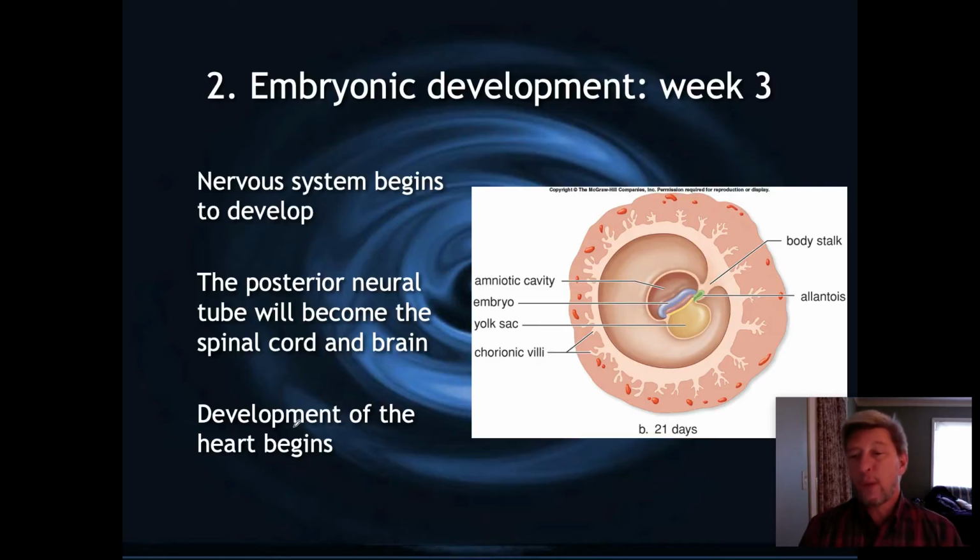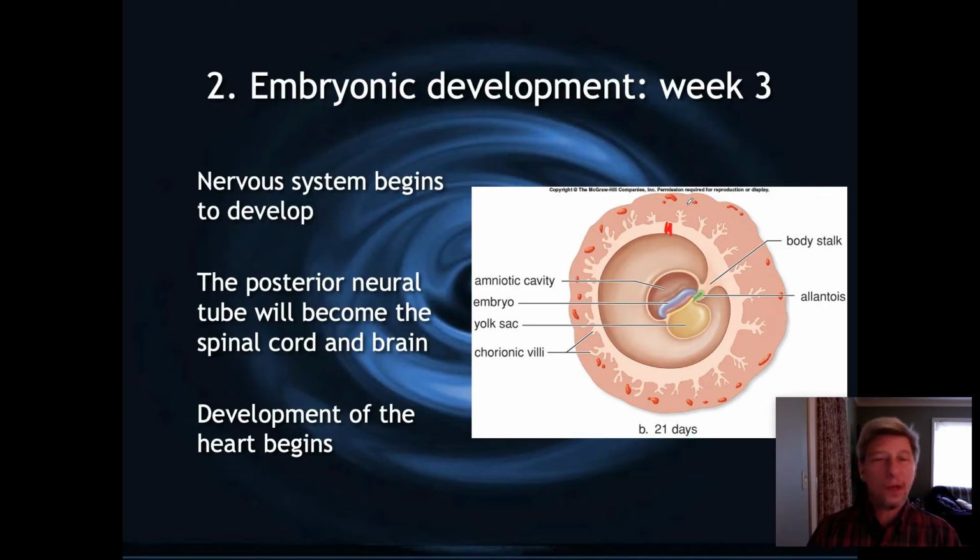Okay. Week 3, you can see you now look like a worm, a long, thin structure shown here in this picture in blue. The yolk sac has gotten a little bit smaller, and the allantois has begun to develop. You can see here that the chorion, this layer in here, has started to push out finger-like projections into the placenta so that there can be an exchange of oxygen and nutrients and carbon dioxide and all the other stuff.